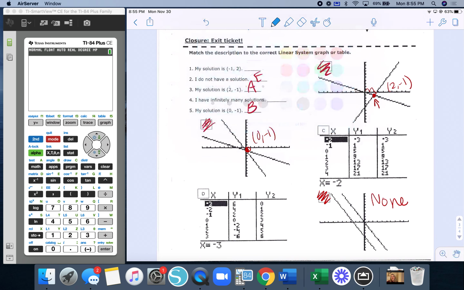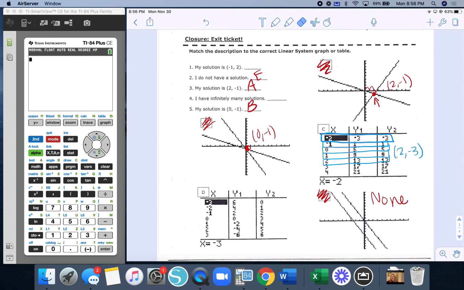Now with these tables, remember with the tables, I am looking for where are my y values the same. So 2, -3, -3 means 2, -3 is going to be my solution. However, if I look at -1, those are the same, and those are the same, and those are the same, and those are the same. So what's happening is instead of 2, -3 being my solution, all of these are solutions, okay?